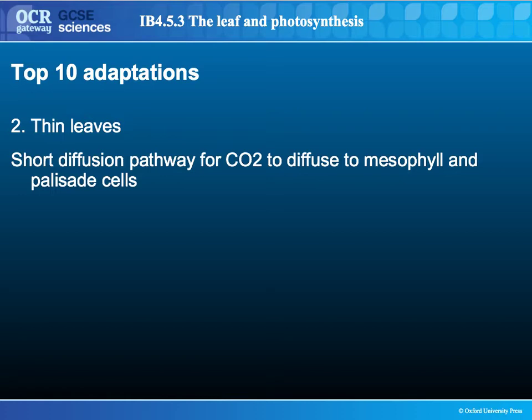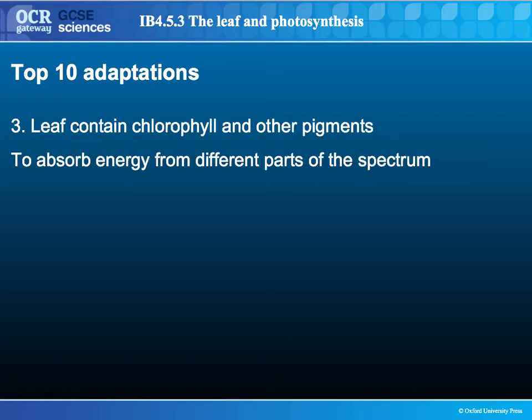That's really important. Now I've spoken about the leaf containing chlorophyll to absorb the light energy. However, they also contain other pigments which we'll look at a little bit later. These pigments are carotenoids, chlorophyll A and chlorophyll B. Now these are there to absorb energy from different parts of the spectrum.